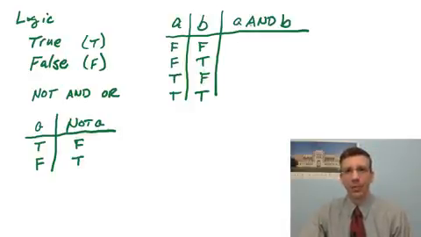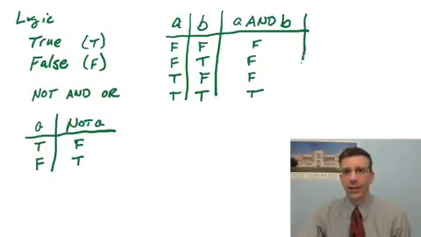Now, when I have A and B, intuitively you would think if A is true and B is true, then this must also be true. So let's put a true down here. Now, if either of them are false, then I can no longer say that both A and B are true. Therefore, the rest of these combinations here are false.